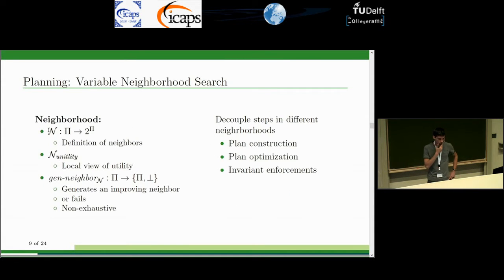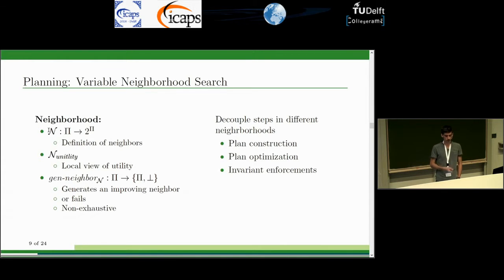So now, for planning, we use a local search technique, which is variable neighborhood search. So a neighborhood is essentially just a mapping from one plan to a set of neighbor plans that you typically get by applying simple transformation. We extend that with the local utility function. That is a local view of the utility from the point of view of that neighborhood. So that can be the global utility or just the total duration of your pass and things like that.